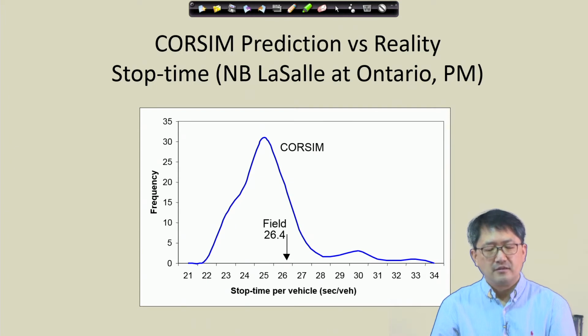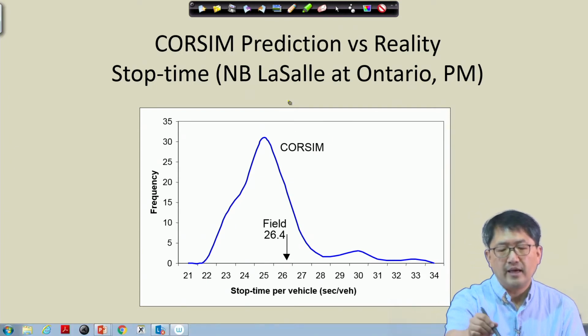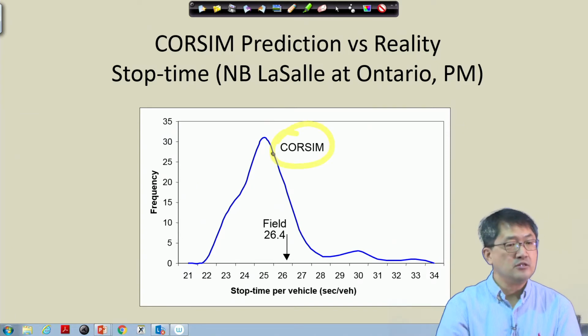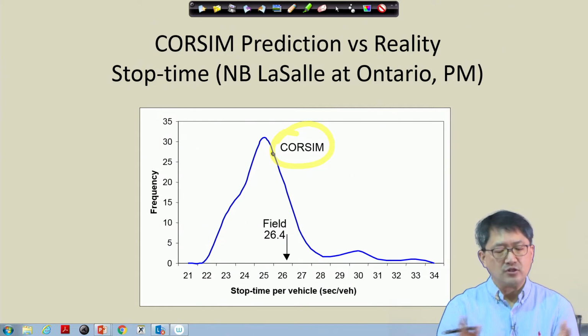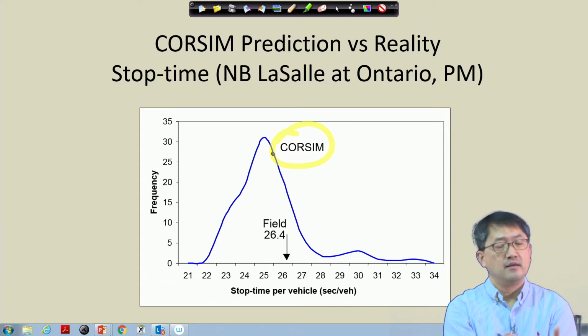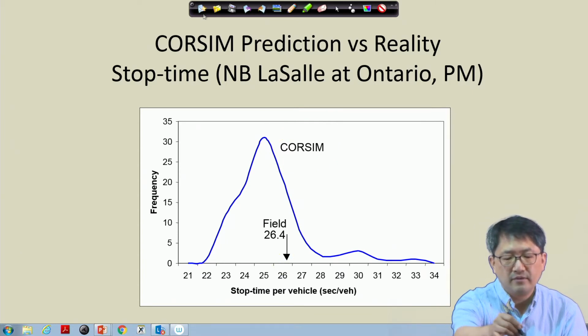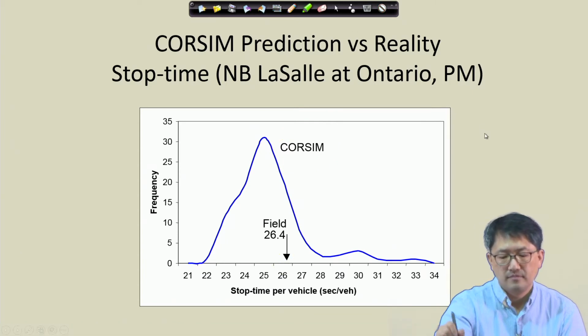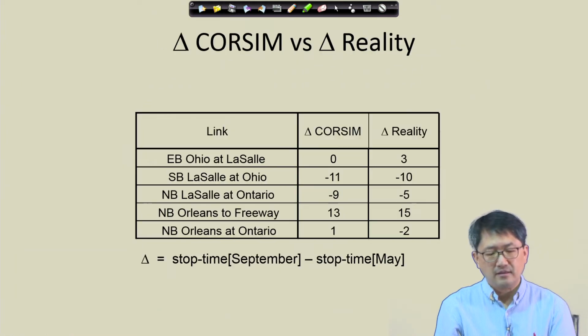The prediction is what we got from CORSIM. Again, in CORSIM, we can make multiple runs with a new timing plan and new offsets. We expect that this is the range of the stop delay per vehicle, and then we collected the data after we implemented it, and this is what the field is showing. This one's a reasonably very good prediction. This one's not as good as what we expected.